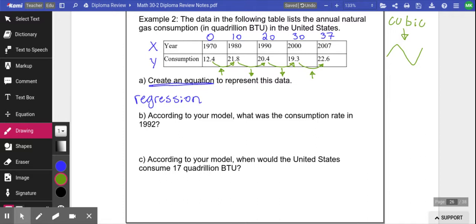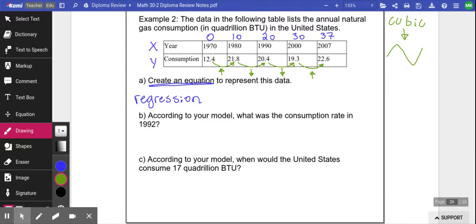The other thing that's important is that trick only works if the X values are always going up. Notice that my X values were in order. It was 0, 10, 20, 30, 37. It was always going up. If my X values are all over the place, that trick doesn't work.